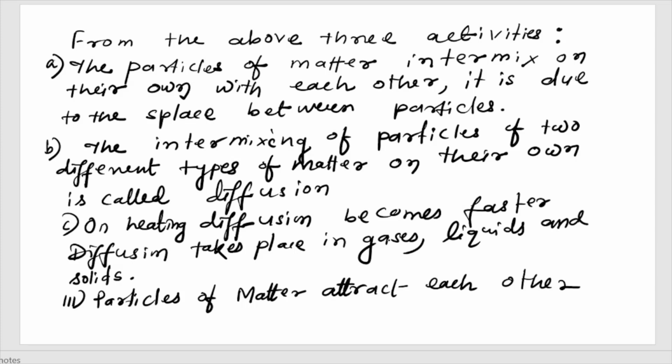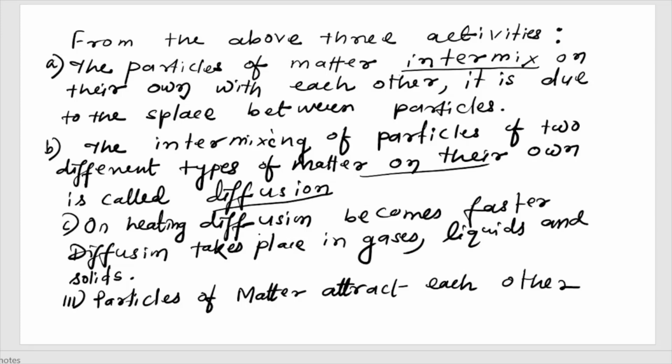From the above 3 activities, the conclusion is that the particles of matter intermix with each other, and it is due to the space between them. Listen, think yourself. If there is no space, then how will they intermix, how will the color spread? That means there should be a space. The intermixing of particles of different types of matter on their own is called diffusion. Are you clear? Diffusion means intermixing of particles. Why? Because there is a large space between them.